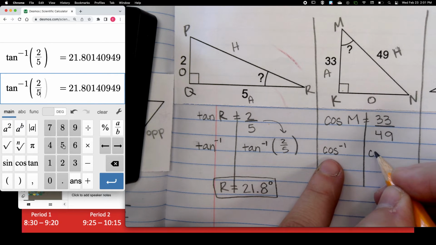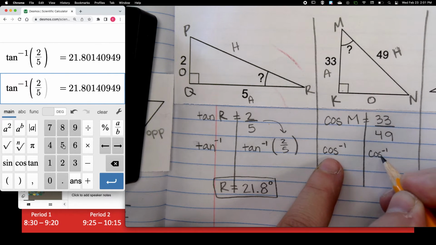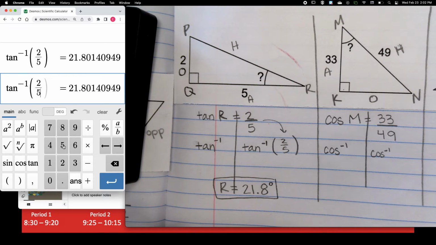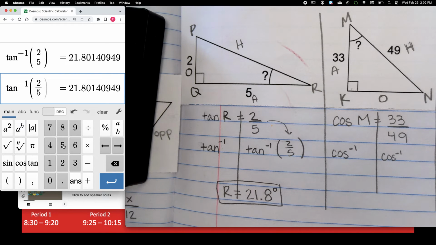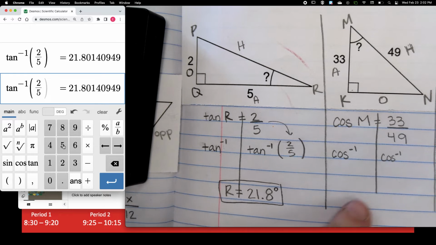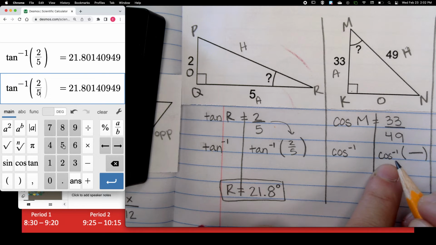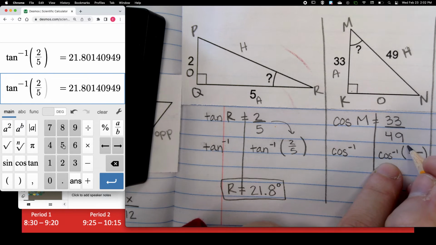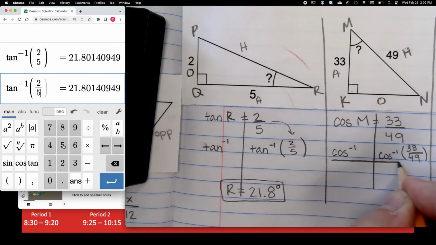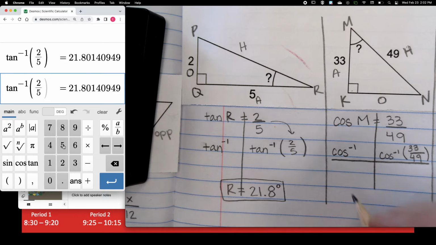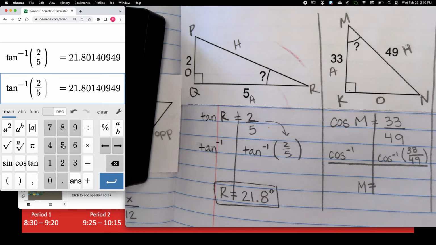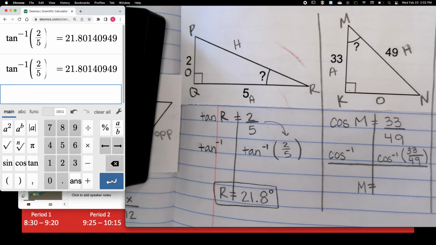Sometimes, I swear, mathematicians like to say things super confusingly. How do you get rid of cosine? You do the inverse. All right, so cosine inverse, and then we have our fraction here. This is the part that we're actually going to put in our calculator. 33 over 49. And then we're going to put that into our Desmos.